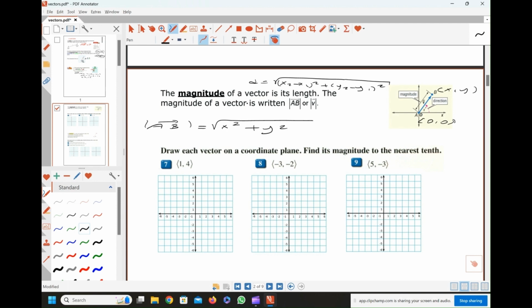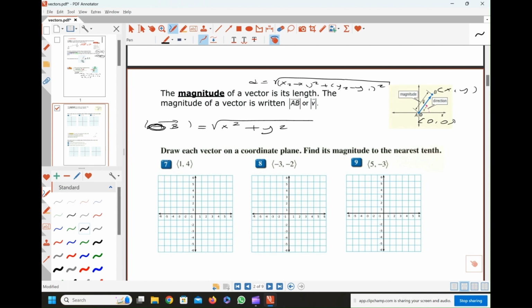In other words, the length of the vector. In other words, the speed of the vector. So vector AB or vector OB here, vector OB is the square root of x squared plus y squared. So let's solve a question about that.